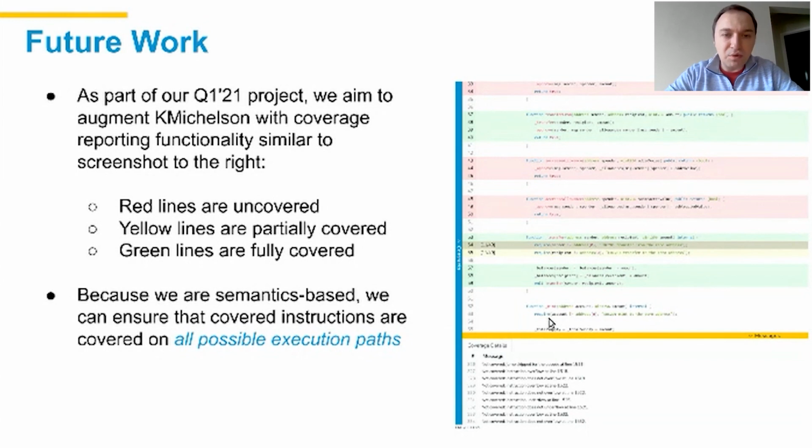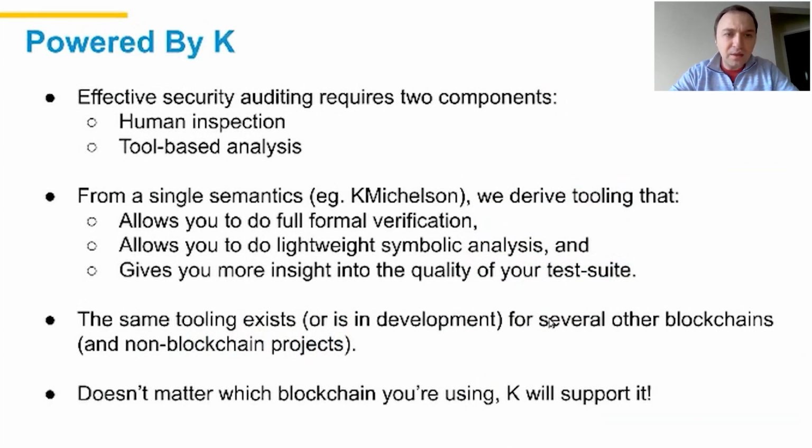So, just the simple green means all covered, yellow means partially covered, red means uncovered. And again, because we're semantics based, that means that every way that an instruction can get executed is tested. It's not just that you passed the line or something. There's actually, in some cases, 5 or 6 ways that you may be able to execute one instruction, depending on if it overflows, or maybe it succeeds, maybe you make a jump. There's all these different possibilities that might come up.